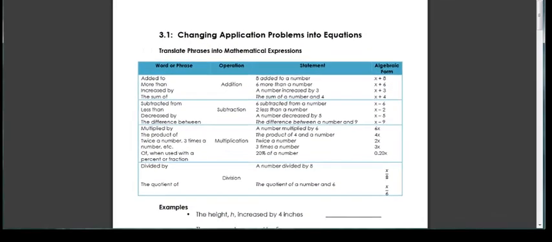So once we get that open, you will see that I've created this nice little handout, and this is going to work as your notes as we're working the problems.